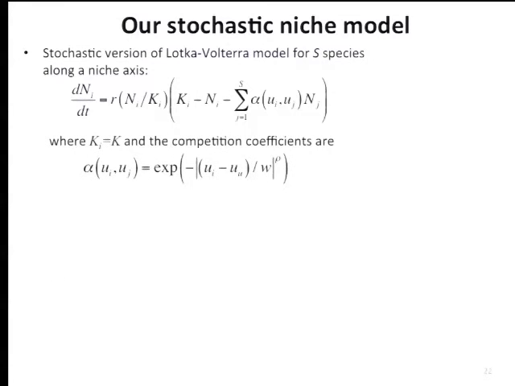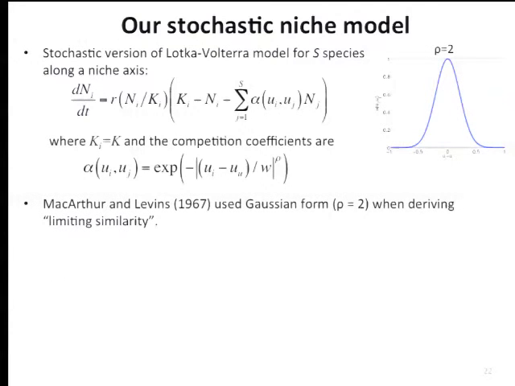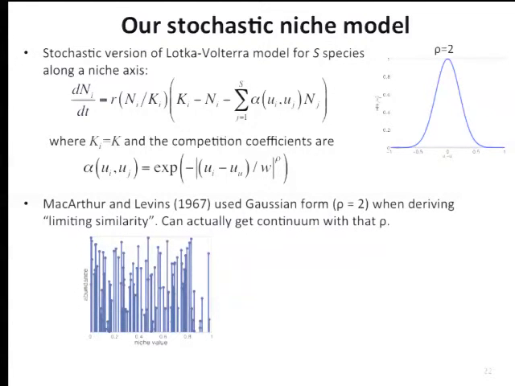In particular, the competition coefficients depend on the distance between species on the niche axis according to this exponential function. MacArthur and Levins specifically used the Gaussian form, so this parameter rho equals 2, when they derived their limiting similarity principle. Now, we have to deal with a little bit of complexity here. It turns out that in the case MacArthur and Levins considered, if you consider more than three species, you can actually get a continuum of species to coexist. So if you have a flat carrying capacity or even a Gaussian carrying capacity, you can get a whole continuum to coexist, which might seem surprising.